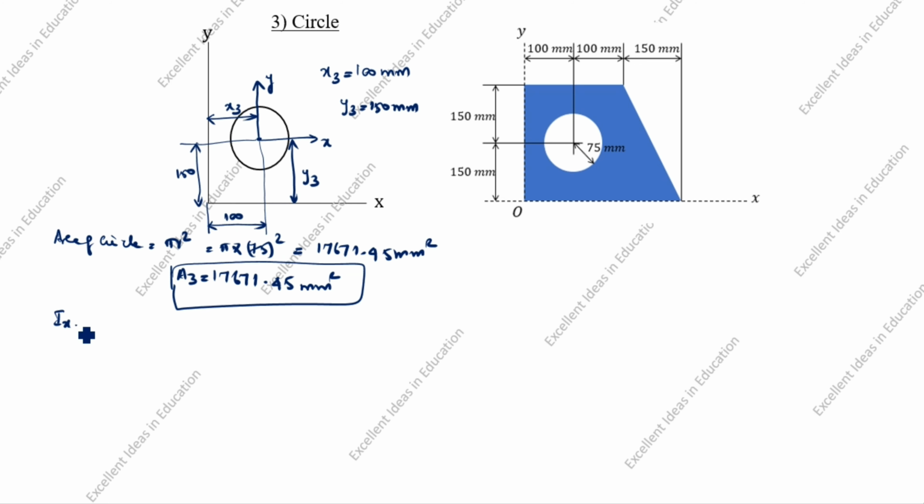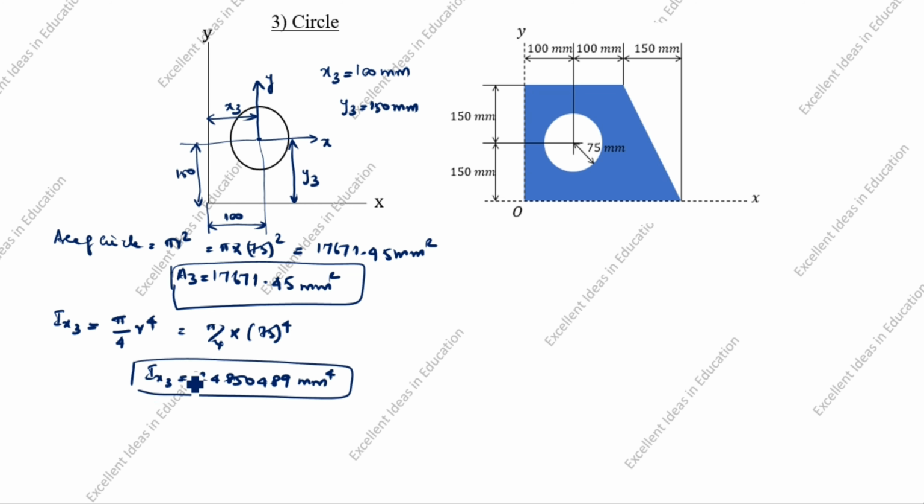Next, we will calculate the moment of inertia of the circle. What is the moment of inertia of the circle? Ix3 is pi by 4 r power 4, equal to pi by 4 into r value is 75 whole power 4. Ix3 is equal to 2485489 mm power 4. Iy3 also has the same formula, equal to pi by 4 r power 4, is equal to pi by 4, r is 75 whole power 4. So this answer only comes up. Ix3 or Iy3 is the same answer.